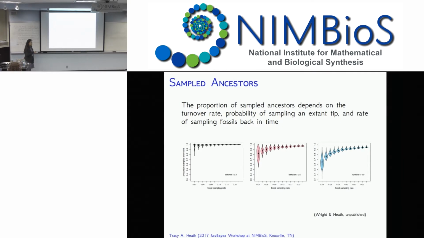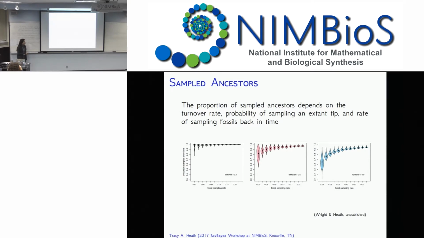And so if you see where we have a situation where turnover is really low, so that means that extinction is really low, even for very, very low rates of sampling fossils, we have a very high proportion of sampled ancestors. So many of the fossils that we have in this case are going to be sampled ancestors. And as we increase turnover, we're going to have fewer sampled ancestors. That's because we have more extinction. But even in the case of very high turnover, we still have a significant number of those fossils that are sampled ancestors.